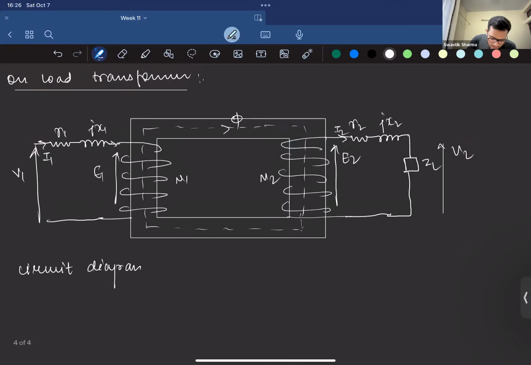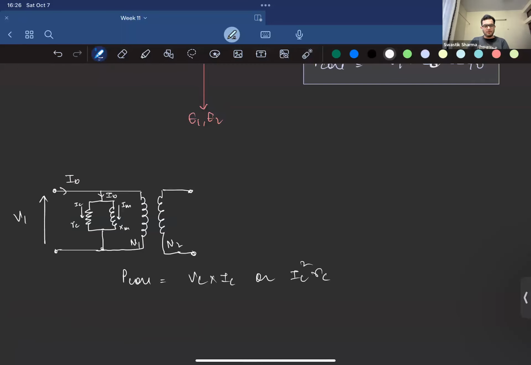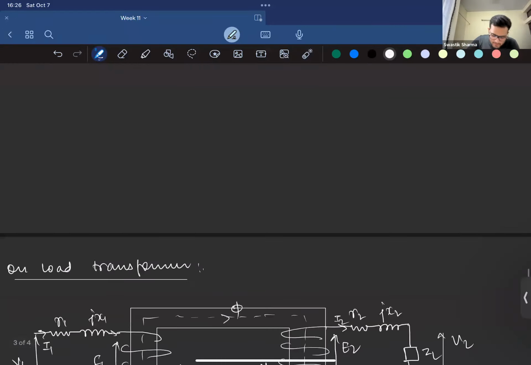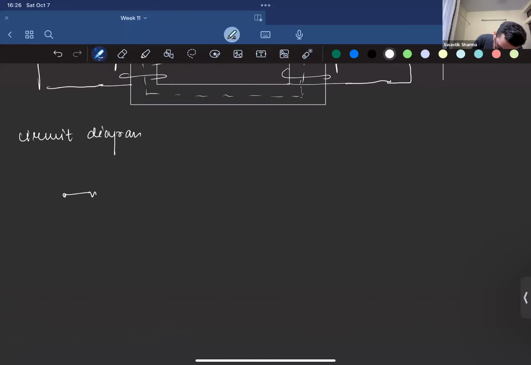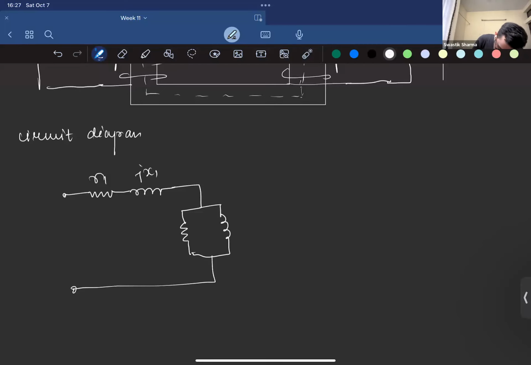Now, I already told you when there is no load connected to it, there will always be this component, right? Irrespective of whether a load current is flowing or there is no load connected, this shunt resistance in parallel with this shunt reactance will always be there. So let's draw it. We have primary side leakage resistance in series with primary side leakage reactance, shunt components. This is V1, this is I1, Rc, Xm.